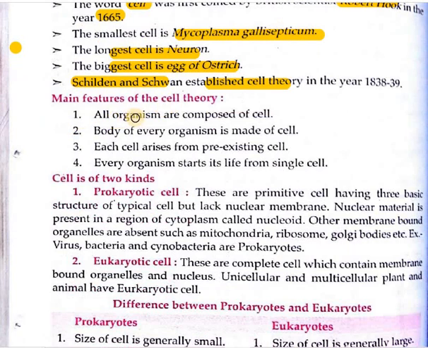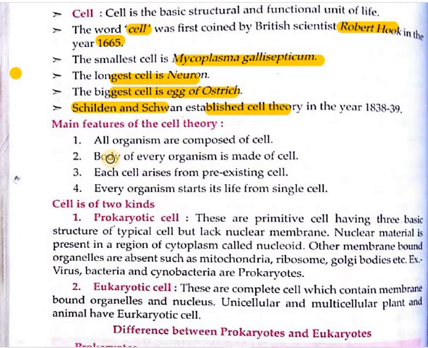Main features of cell theory: all organisms are composed of cells, because the cell is the unit of the body. The body of every organism is made of cells. Each cell arises from a pre-existing cell. Every organism starts its life from a single cell.